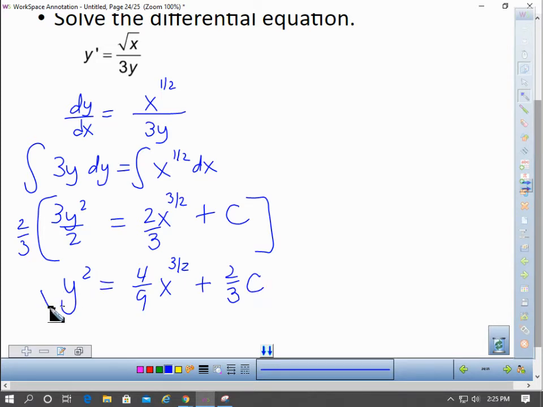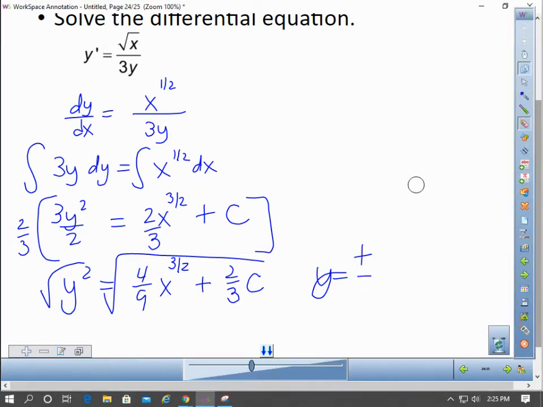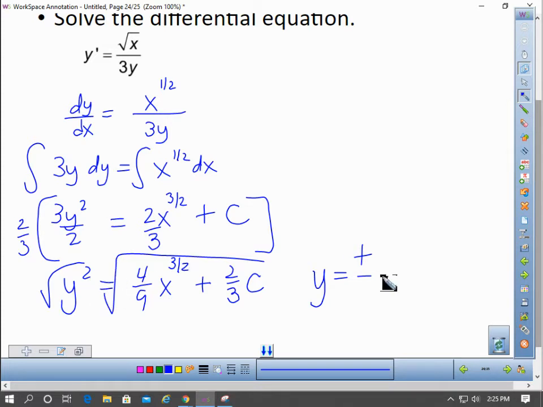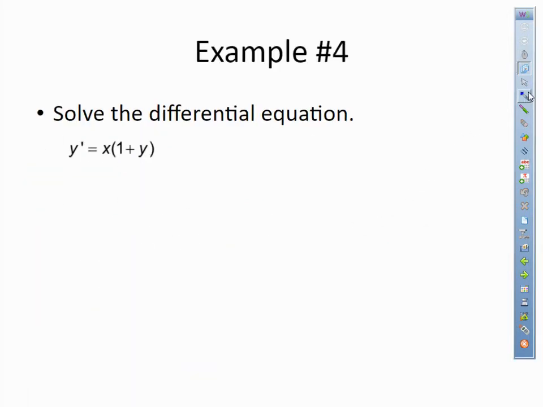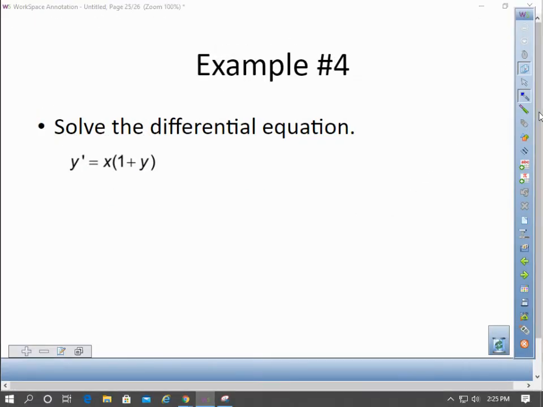Then to solve for y, I've got to take the square root. So I know I'm going to have a positive and a negative answer. So y equals a positive and a negative square root of 4/9 x to the 3/2 plus 2/3 c. And you can't simplify that. And still, like in the last problem, I don't know whether it's positive or negative because I don't have an initial condition to tell me. So that's solving that differential equation, just making them a little bit harder as we go.